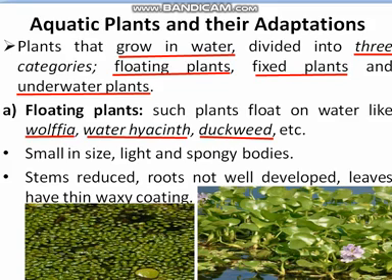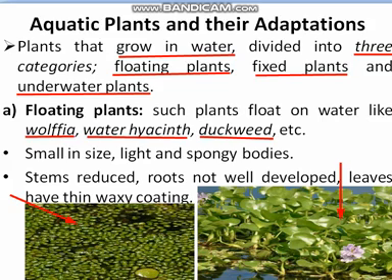Like here you can see in the picture, this is actually wolfia, or this one is water hyacinth. So this is what we mean by floating plants. These plants float on the surface of water. Now let's talk about their adaptations.